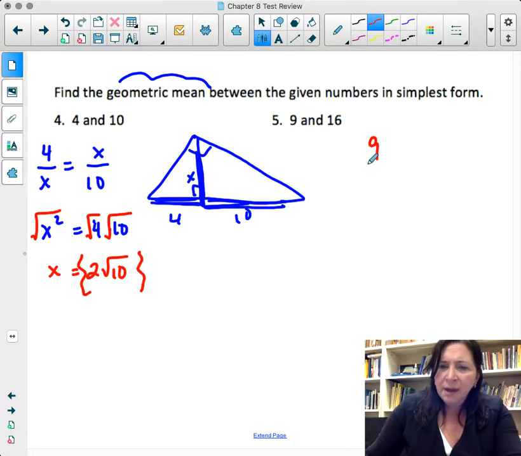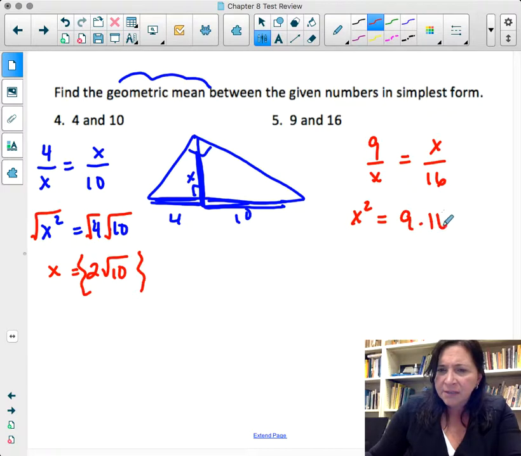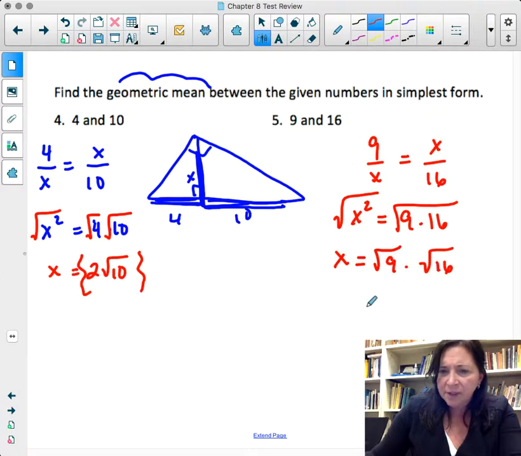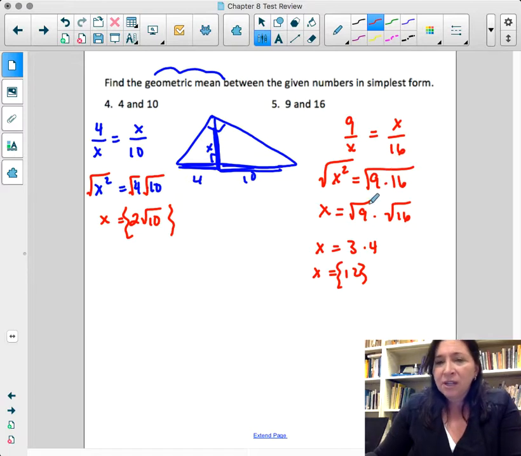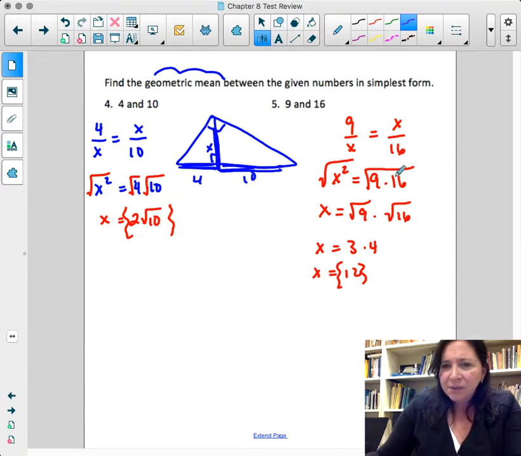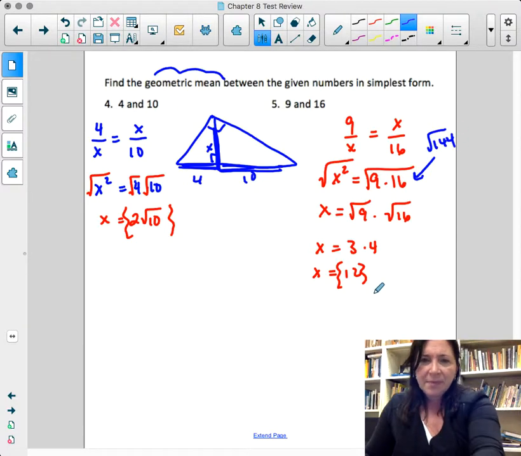This one, 9 is to x as x is to 16. I've got x squared equals 9 times 16. Square root both sides. We get x is equal to the square root of 9 times the square root of 16. So x is equal to 3 times 4. So x equals 12. And so had I multiplied these out here, that just tells me that this would have been the square root of 144, which is 12, okay?